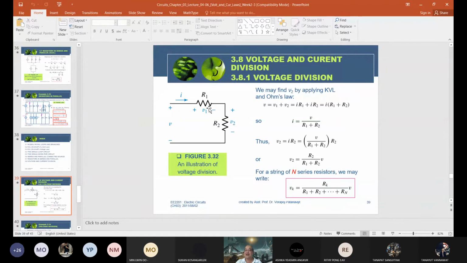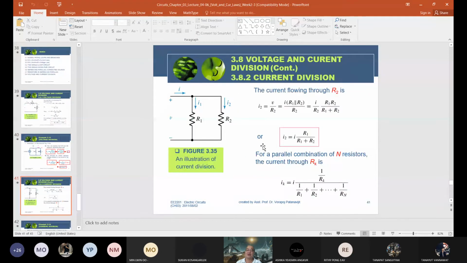The voltage divider is the situation where you know the voltage at this terminal, and you have two resistances connected to it. You would like to find V1 or V2. The way to find V1 in terms of V, R1 and R2 is in this equation form.